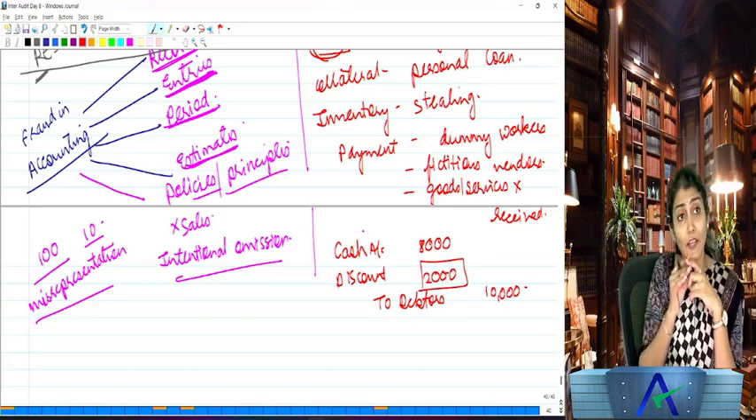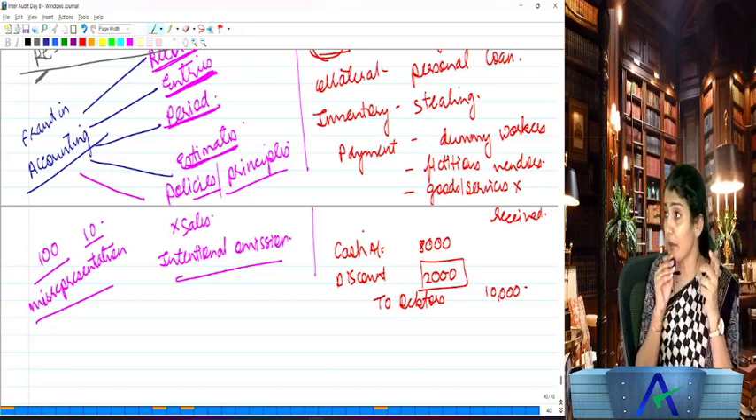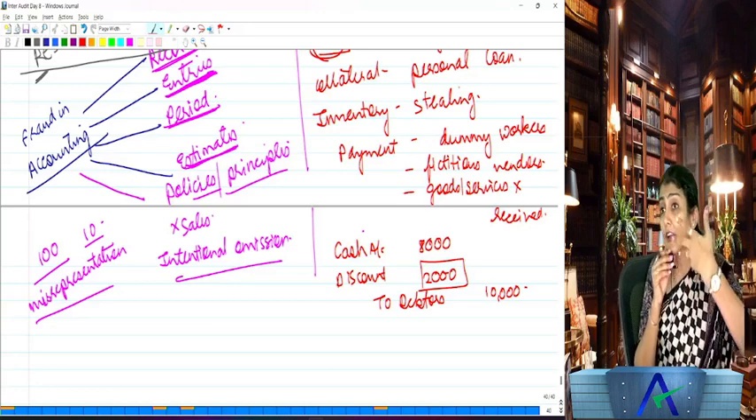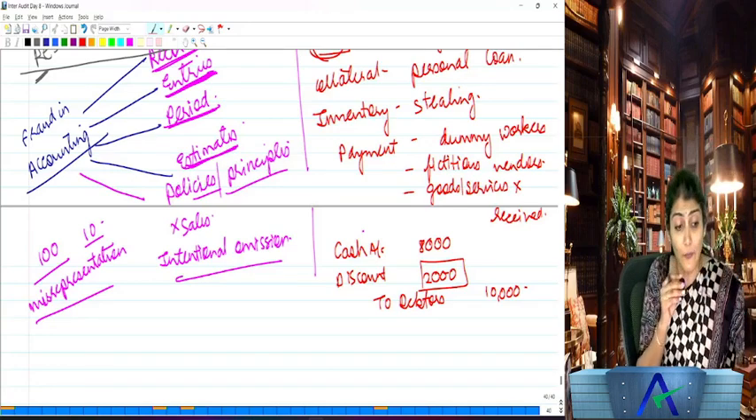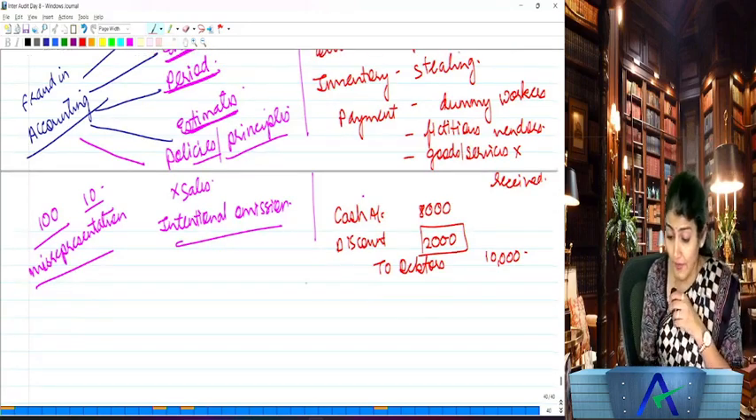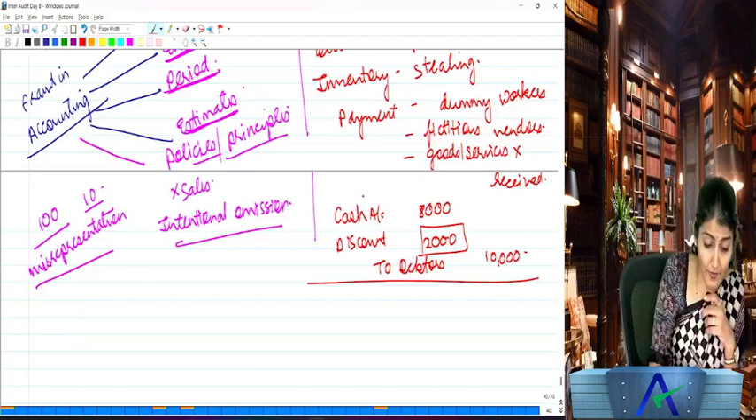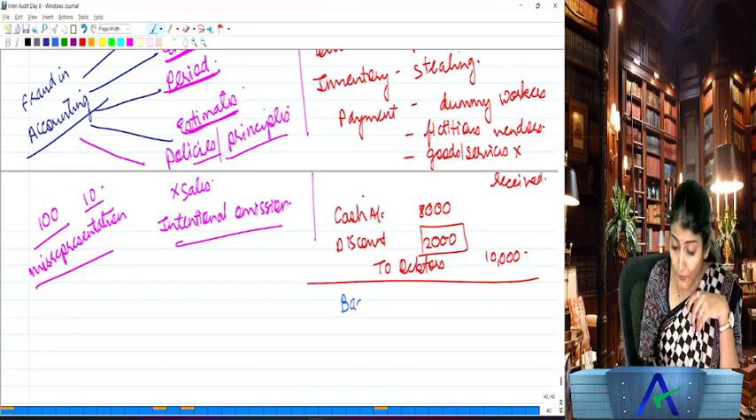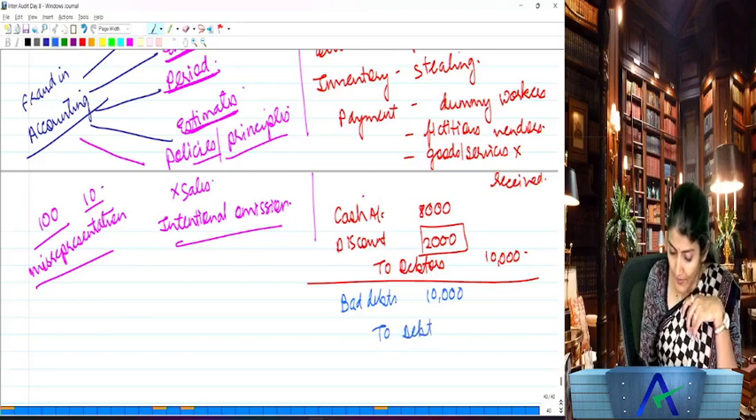What accounting entry should you pass? Cash account debit 10,000 to debtor's account 10,000. What are you doing? Showing a fictitious debtor. The debtor has paid the full amount. How much has he paid? 10,000. But what do you say? Debtor, very bad fellow. Why very bad fellow? Bad debts written off account debit 10,000 to debtor's account 10,000.